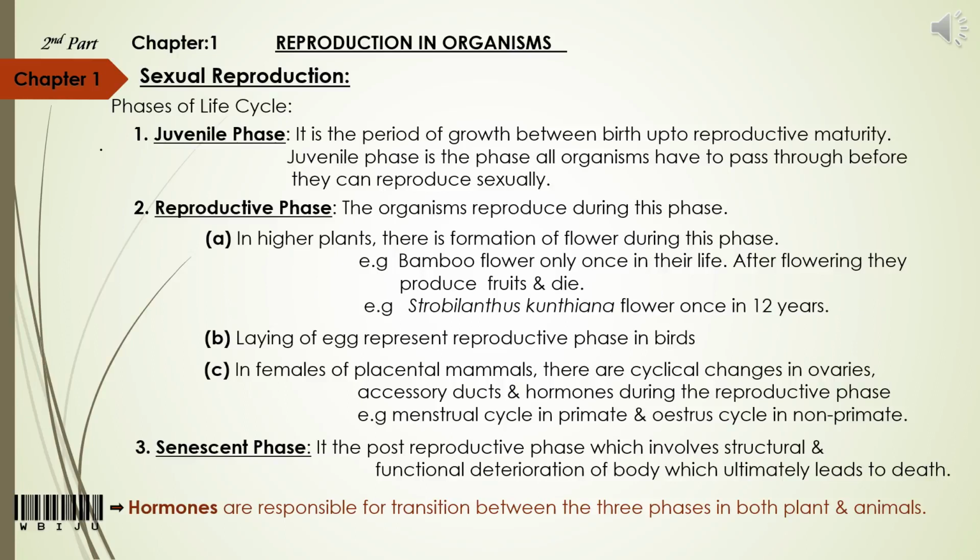But before an organism reproduces sexually, the organism has to reach a certain stage in its life. So to understand this, let's study the different phases in the life cycle of an organism. There are three phases in the life cycle of an organism, and these three phases are juvenile phase, reproductive phase, and senescent phase.